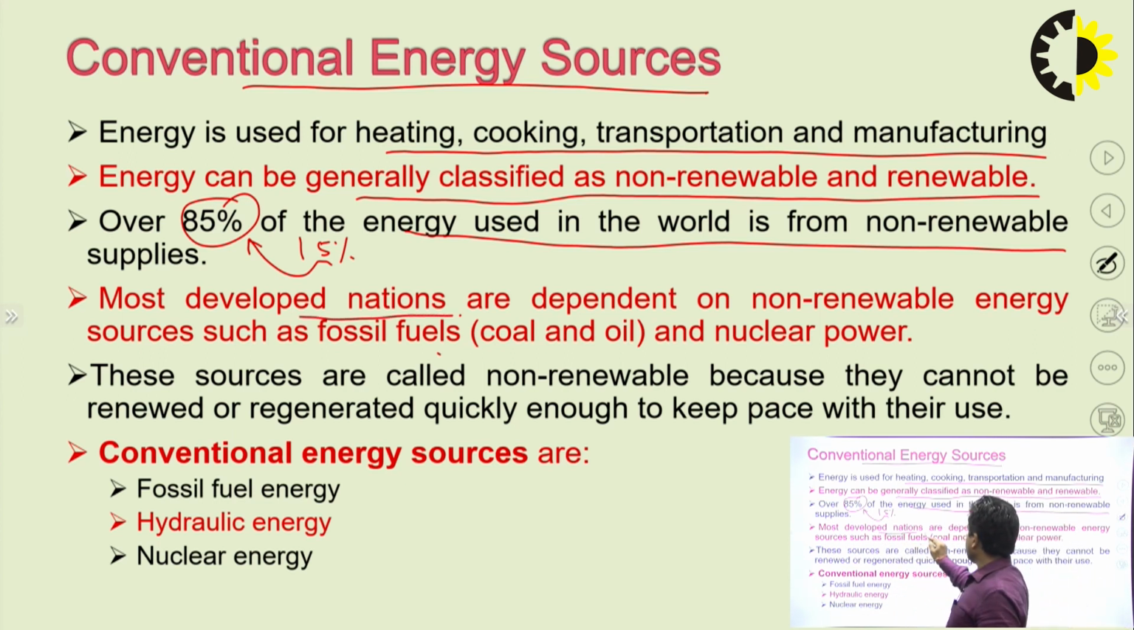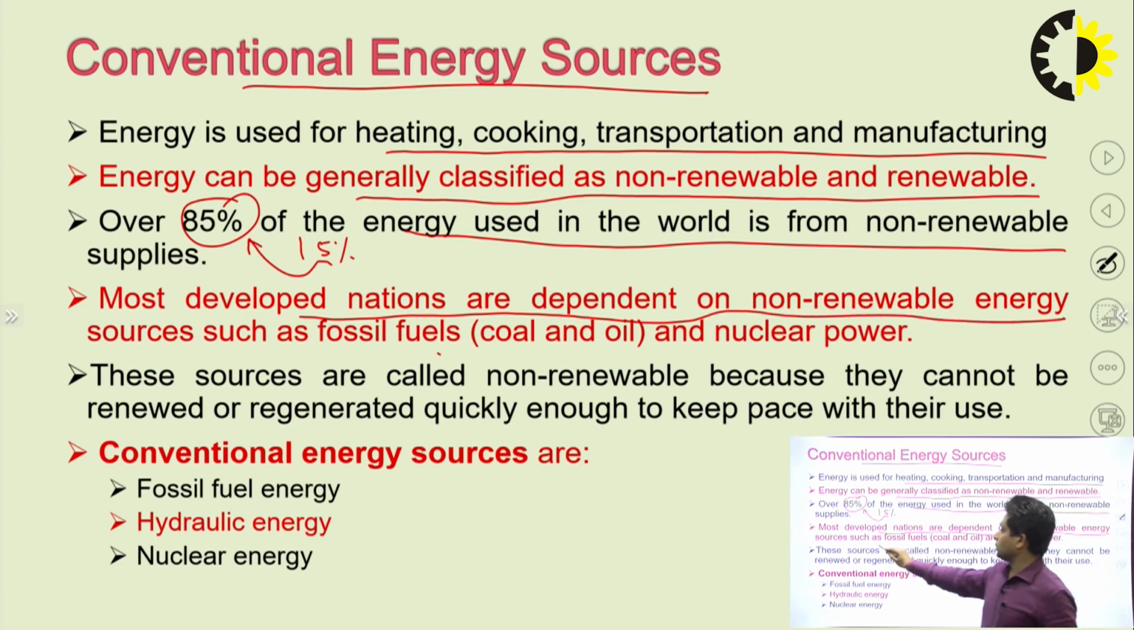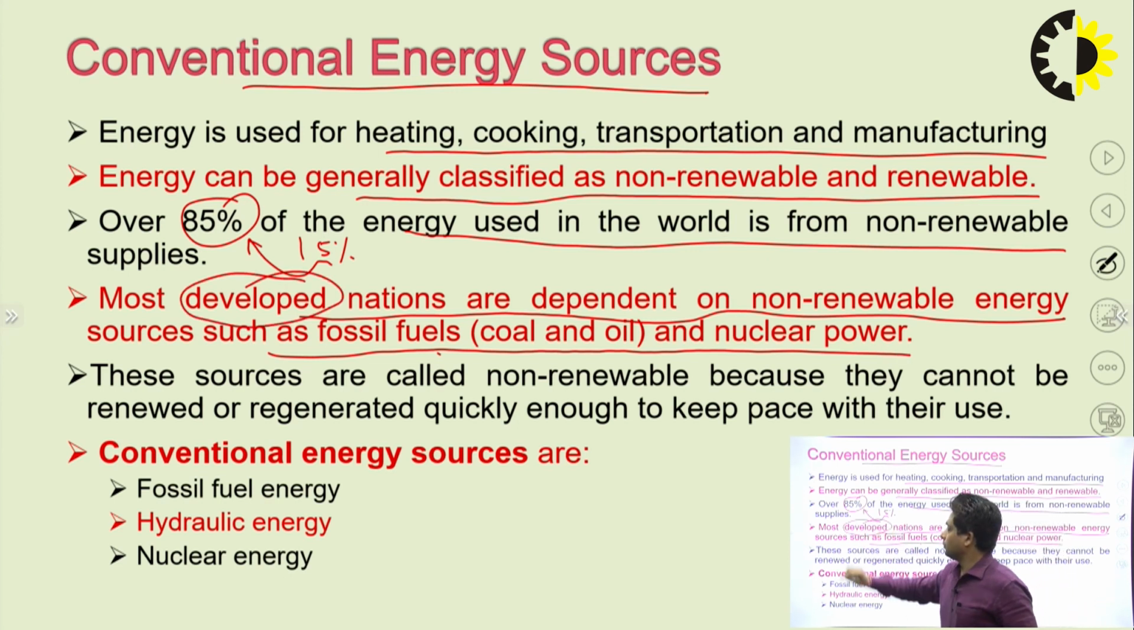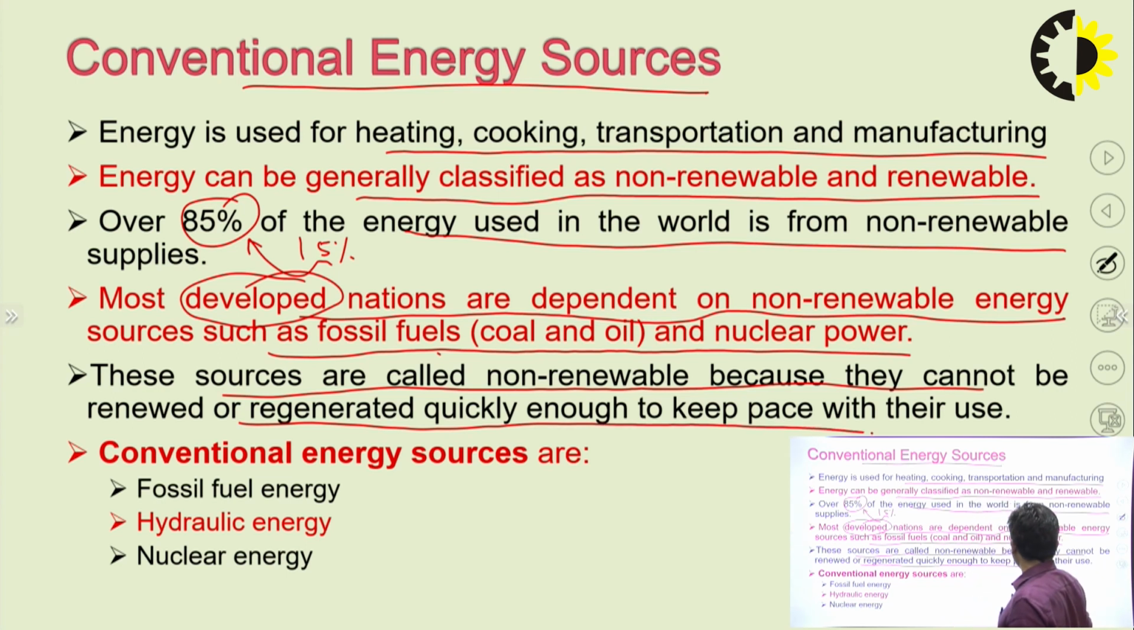Most developed nations are dependent on non-renewable energy sources such as fossil fuels, coal and oil, and nuclear power. These sources are called non-renewable because they cannot be renewed or regenerated quickly enough to keep pace with their use. For example, coal needs a whole century to generate, and only then can you say the coal mines are available.